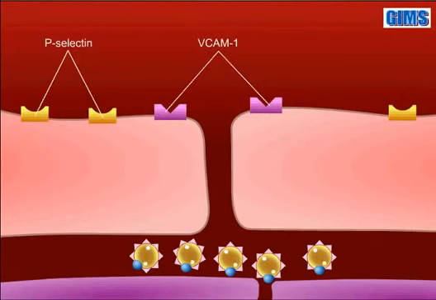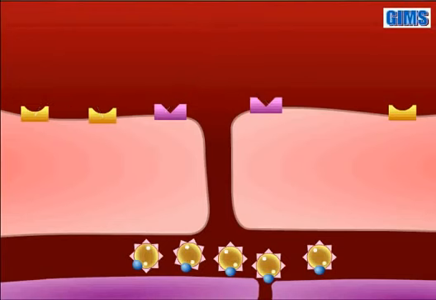Monocyte recruitment plays an important role in the development of atherosclerosis. Preferential recruitment is observed at sites of disturbed flow, such as bifurcations. Endothelial cells express various adhesion molecules, including VCAM1 and P-selectin.